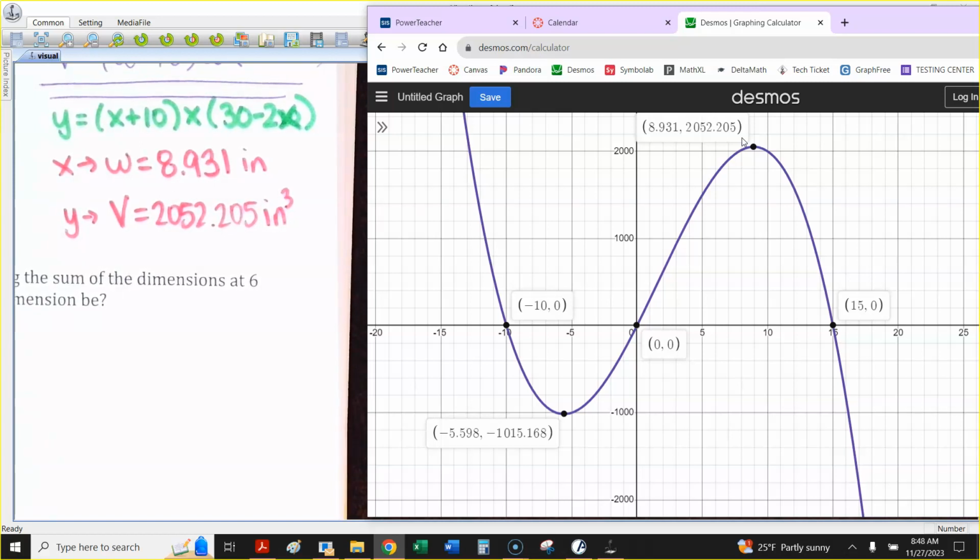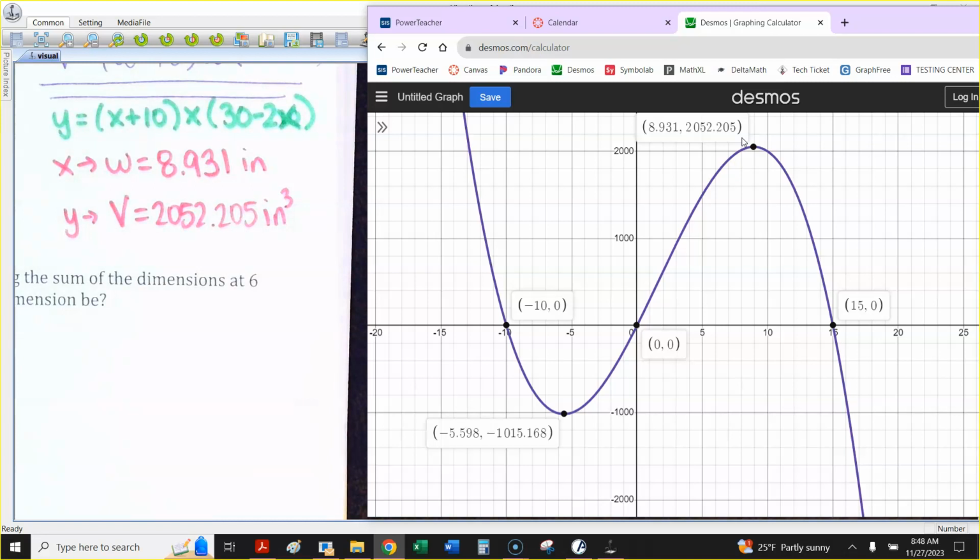Is anybody having a question? The hardest part is setting it up. Once you set it up, you're just looking for the top of that little curve there. How did you do that? So I just grab and stretch.